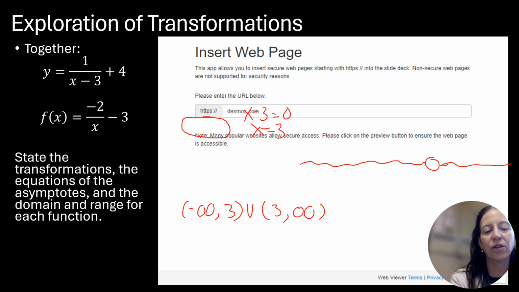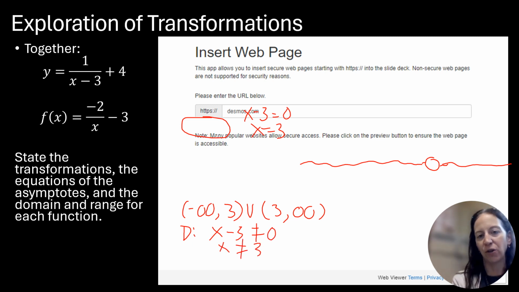The other thing you could do is you could say, like, domain, you could say x minus 3 cannot be equal to 0, and then add the 3 to both sides, much like you would for the other calculation. And you would say the domain is x cannot be equal to 3. That's the same as saying, hey, all real numbers except for the 3, not the 3.